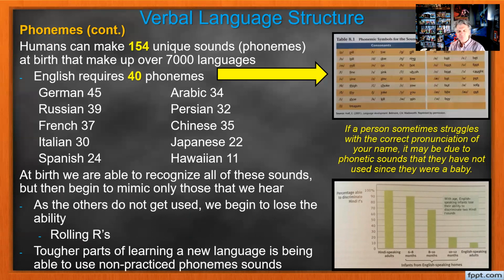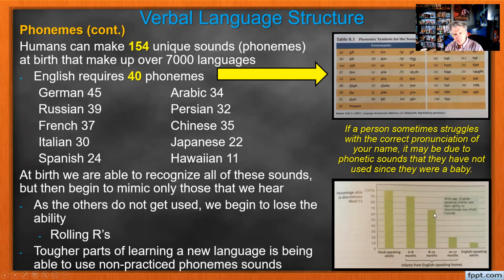So the toughest part about learning a new language is enunciation. Again, if you take a Hindi-speaking adult with the Hindi T, they get it 100% of the time. A little baby in an English-speaking home, he's not quite speaking English yet, but from 6 to 8 months, he can recognize the sound of the T and he can mimic the T.